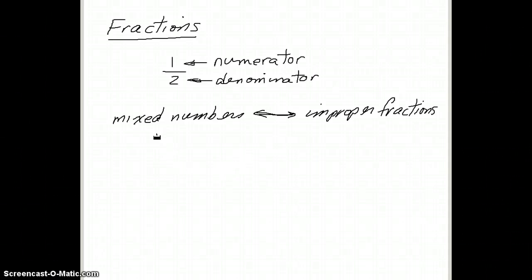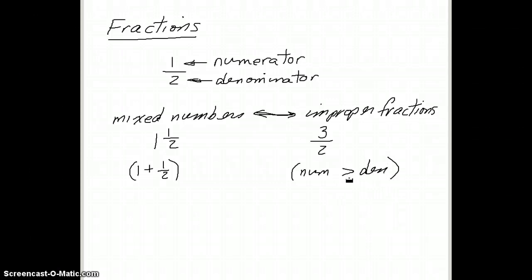A mixed number is a number like 1 and 1/2. It's mixed. It has a fraction part and an integer part. It's the same thing as saying 1 plus 1/2. An improper fraction would look like 3 divided by 2, or 3/2. In this case, the numerator, the top number, is bigger or greater than the denominator. And this is a math symbol denoting greater than. We can convert back and forth between these two.